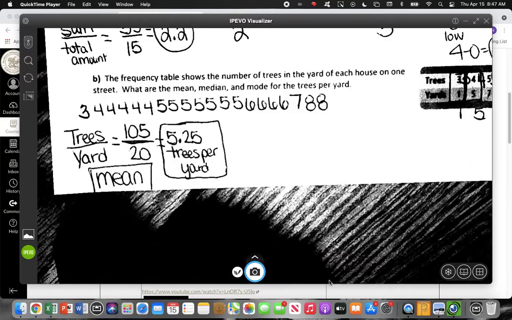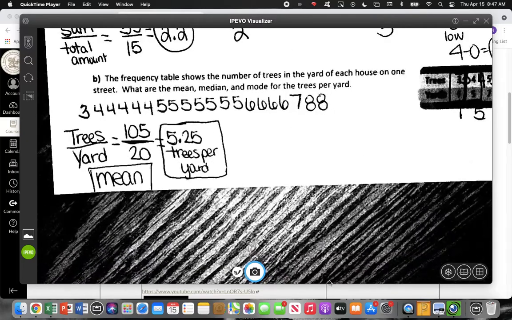So do you guys think this is a city street, or do you think this is a county road? More than likely a city street if the maximum is 8.